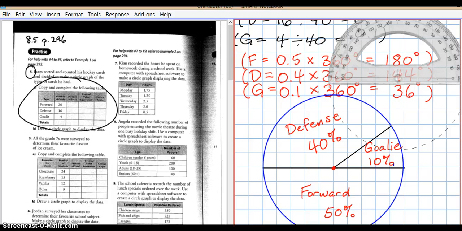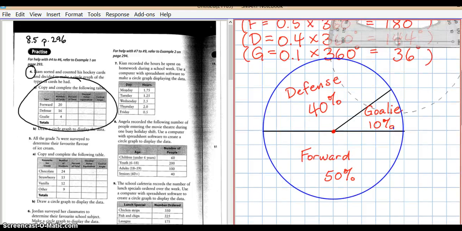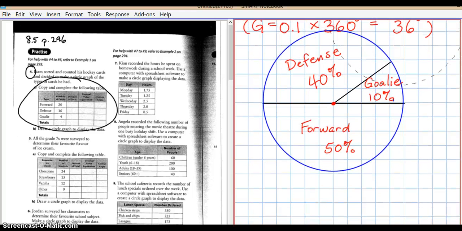The final thing that you do need to include on your circle graph is a title. Unfortunately, I've run out of room, so I'm going to put the title down below. Preferably the title should be at the top. And what this should represent is Liam's hockey card collection. Okay, so there you go. That's how you do a circle graph.